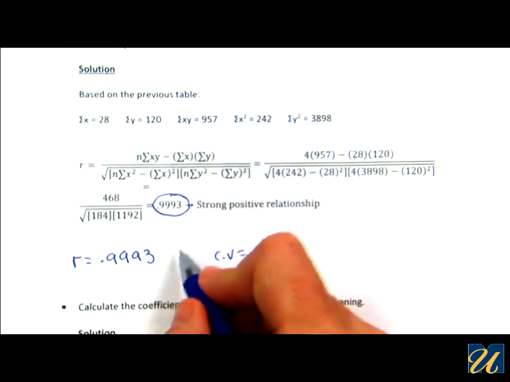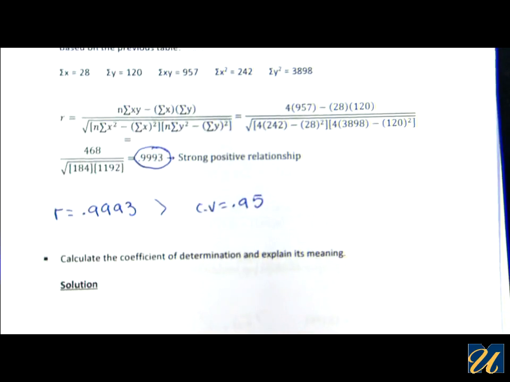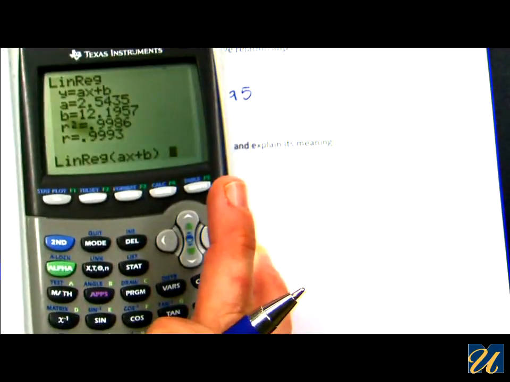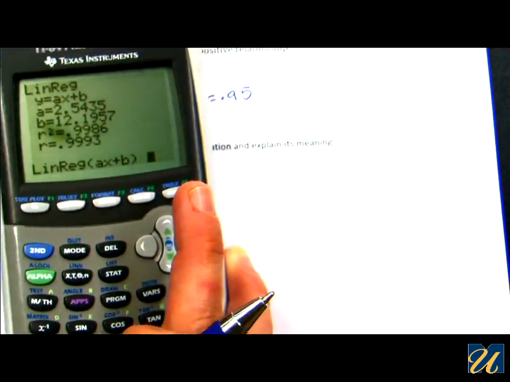So R is greater than the critical value, so there is a significant linear relationship between the two variables. Now we want to calculate the coefficient of determination and explain its meaning. We already have it in our graphing calculator. It's 0.9986.